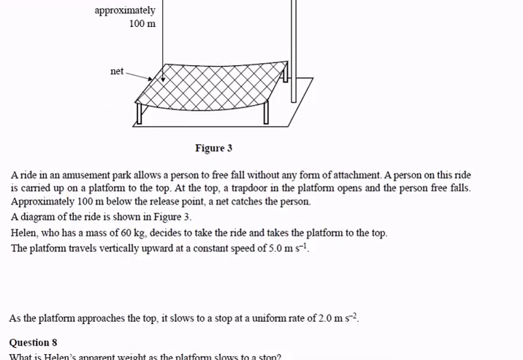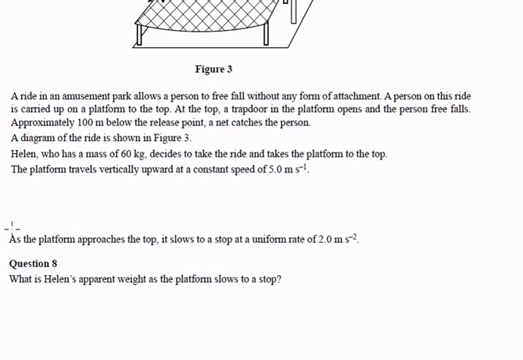Alright, carrying on. Here's the same diagram, but this one says as the platform approaches the top, it slows to a stop at a uniform rate of 2 meters per second squared. Now look at the unit for that. It's no longer velocity, it's slowing down at a rate of this. So this is an acceleration it's slowing down at. Okay, you've got to look at the units, ms negative 2. If it was velocity, the units would be ms negative 1.